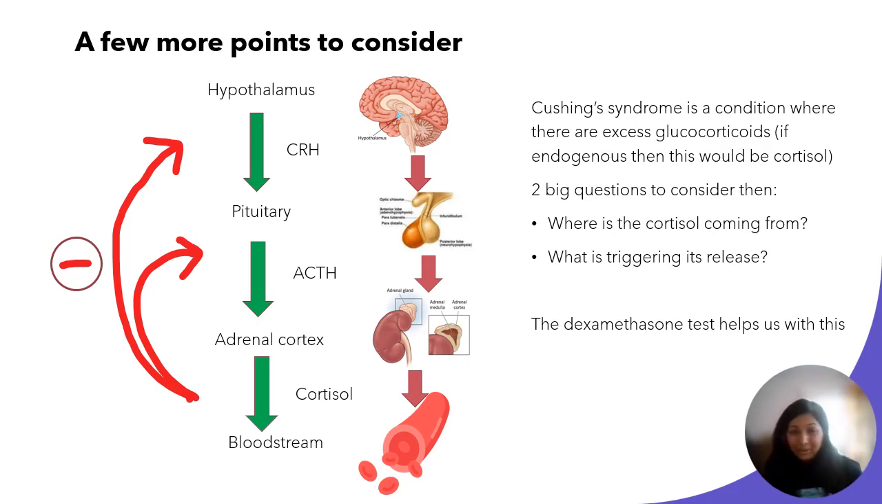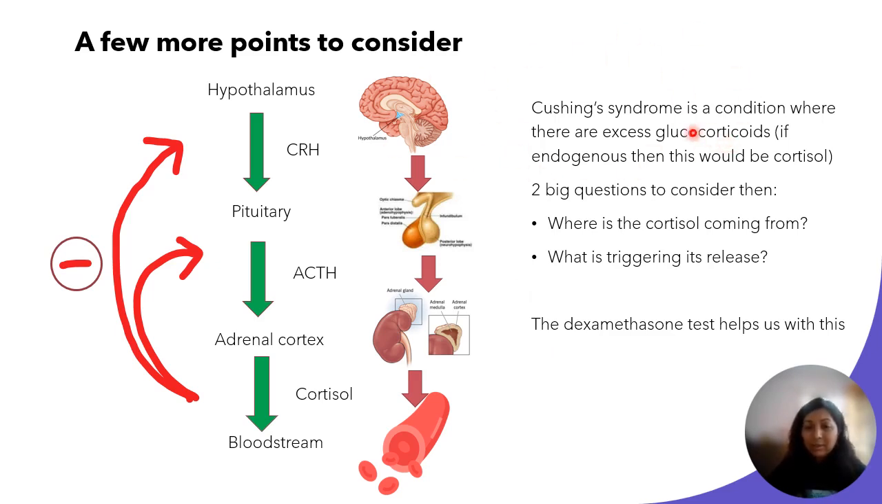Okay, so we're still looking at the same diagram, but this time we're going to be talking about a slightly different point. And this relates again to why you do a dexamethasone suppression test, because you do it in a patient where you know they have high cortisol, and you want to use it to help you figure out where that cortisol is coming from. So let's just kind of talk about this.